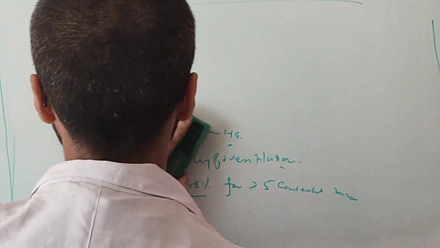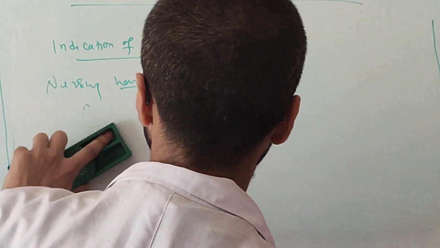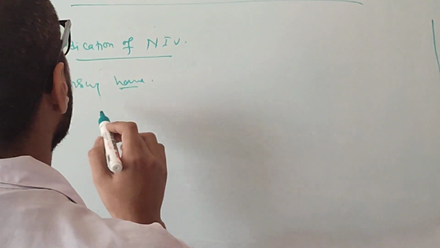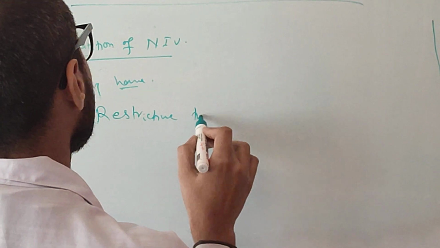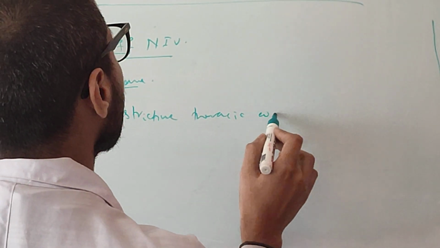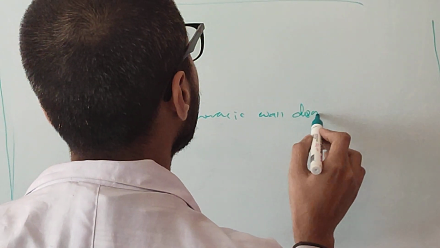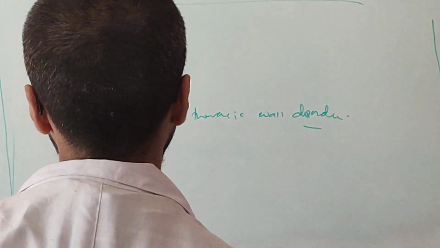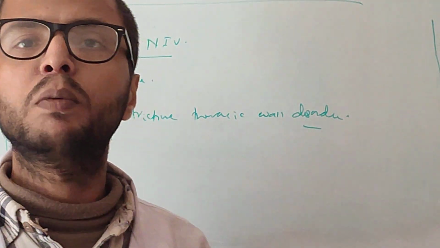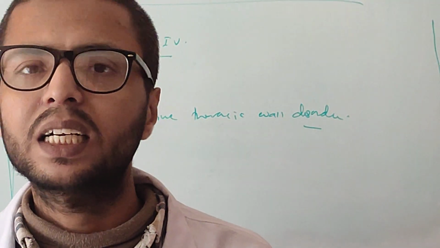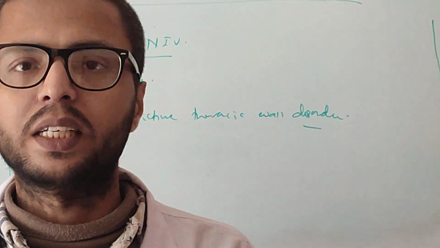Another is restrictive thoracic wall disorder leading to chronic respiratory failure. In this condition also we use NIV. So we use NIV in both the acute care setting and the chronic care setting.